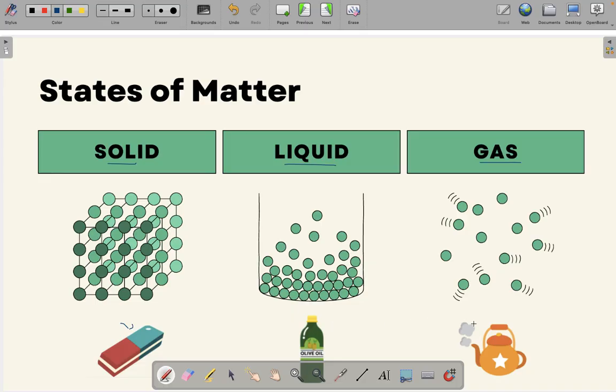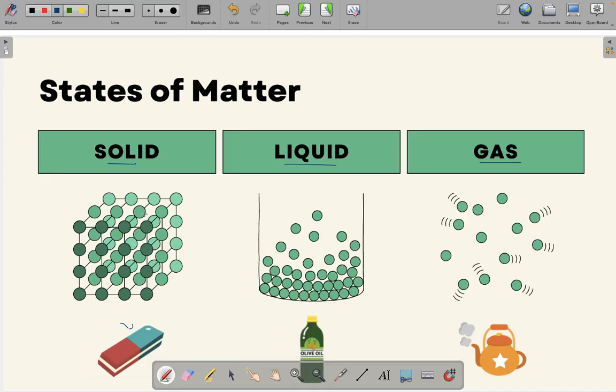Okay. And then you have gas, right? For example, water vapor, steam, or say air around you. It does not have any fixed shape and it does not have any fixed volume. If you store air in any jar, it will take the shape of the jar, and air also does not have any fixed volume. We'll see why in the later classes.